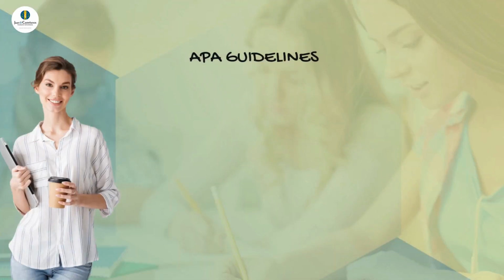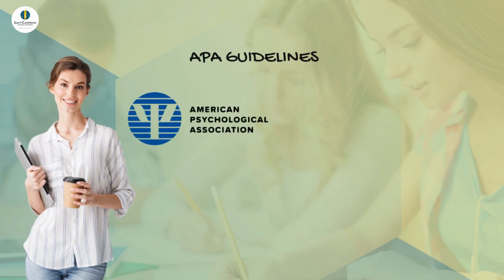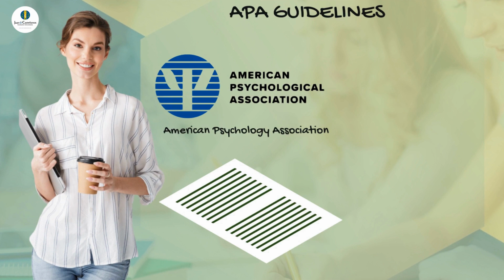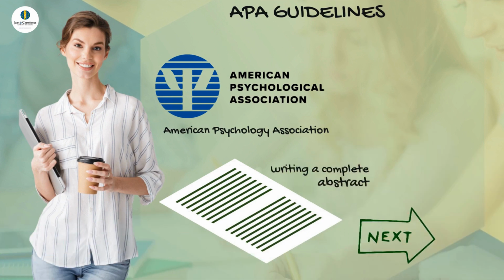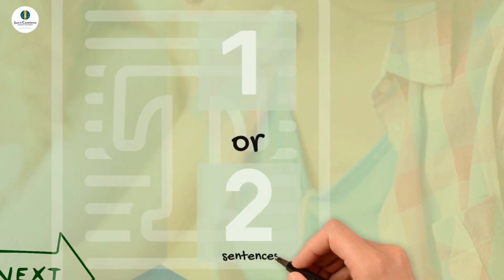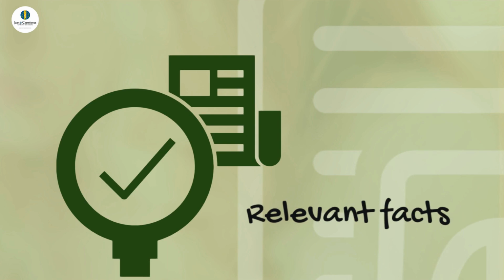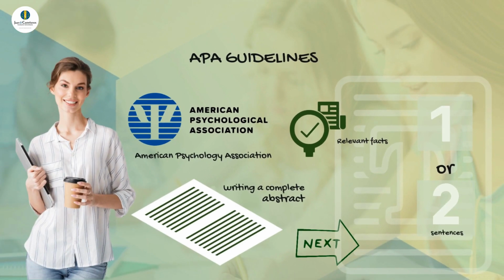APA Guidelines. According to the American Psychological Association, the recommendations we have to keep in mind for writing a complete abstract are announced in the next graphic descriptor. It is also recommended that you add 1 or 2 sentences per aspect so you can address the relevant facts from your paper. Look at the diagram. We are almost done.